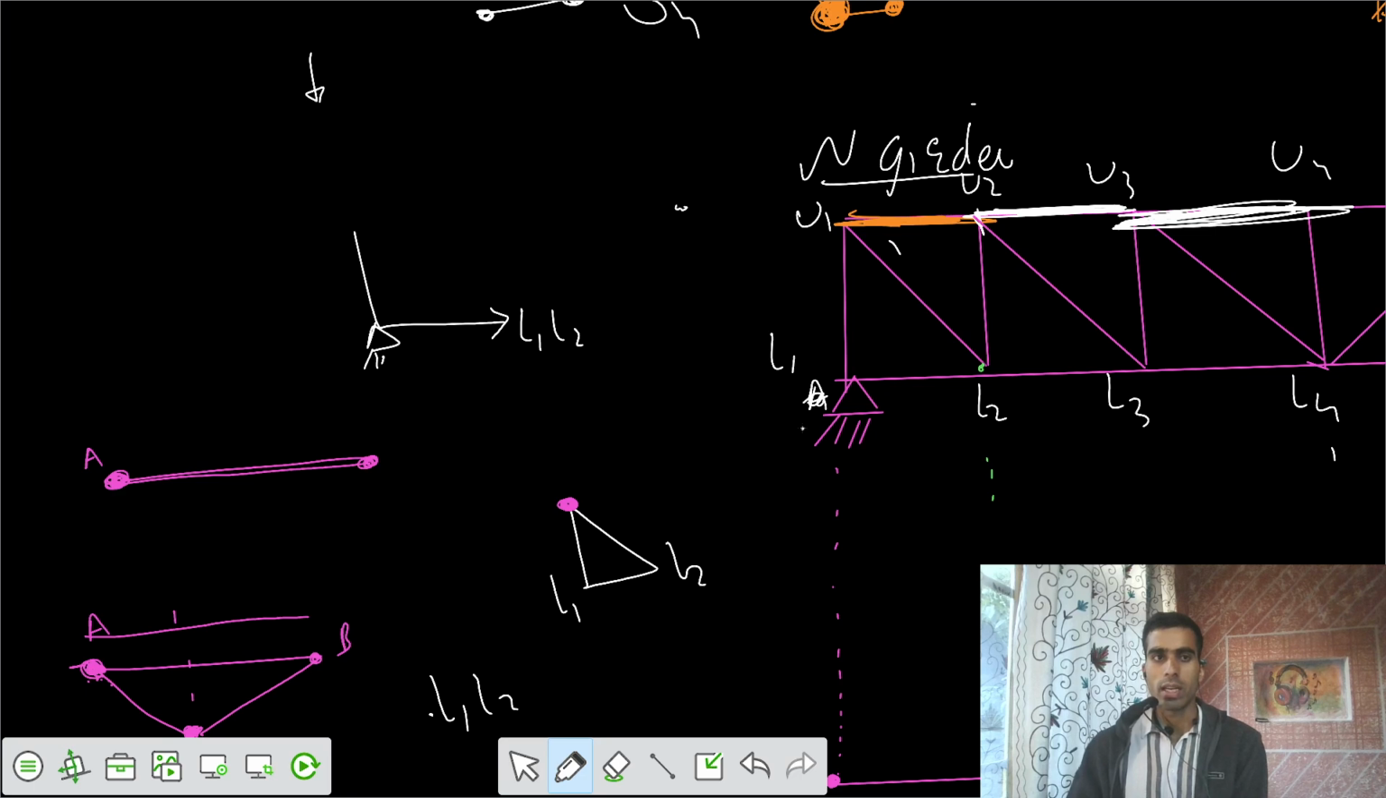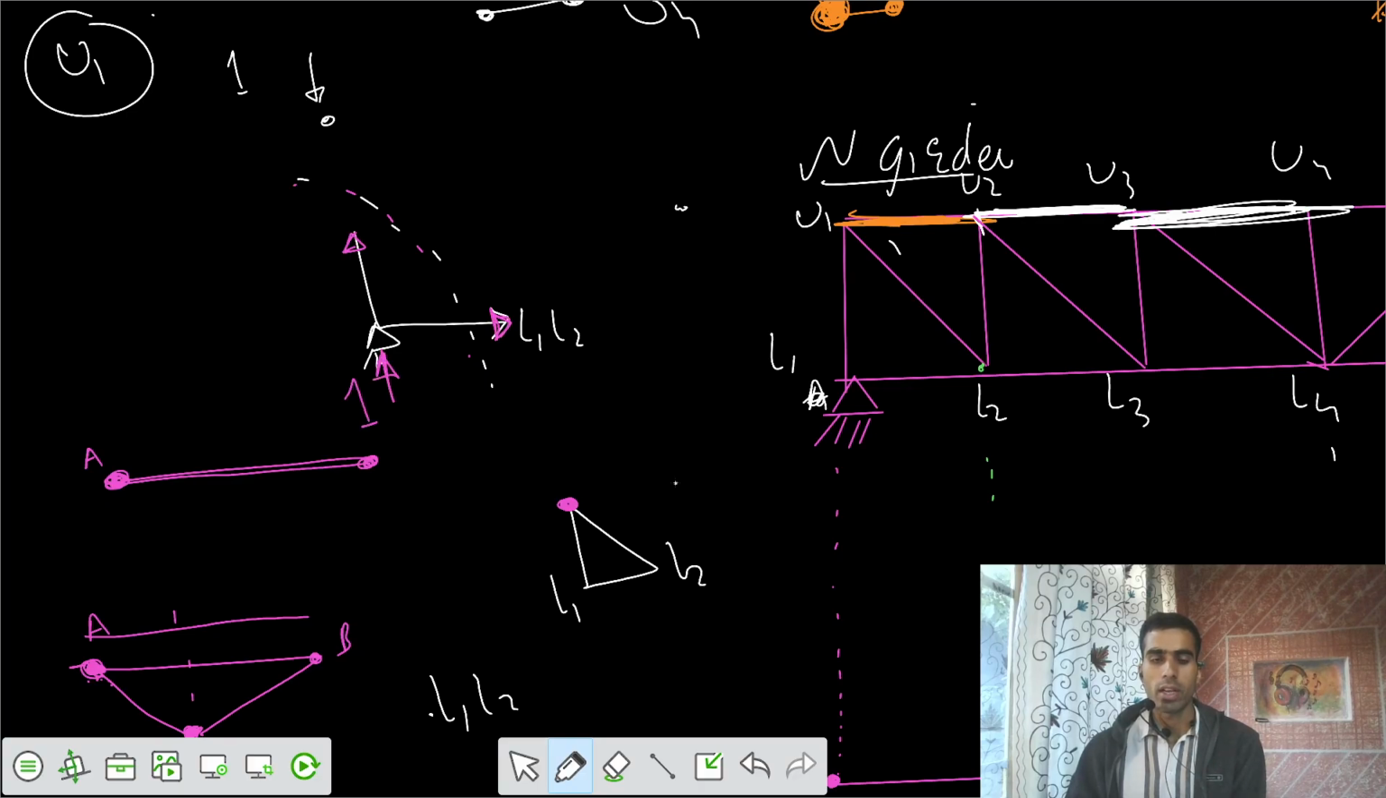Let's say the load was at U1. Unit load of 1 was at U1, and you cut the section in this way. Then I would show this section in this fashion. There would be some force of L1, L2 here also, and there is some reaction, and that reaction would be equal to 1.